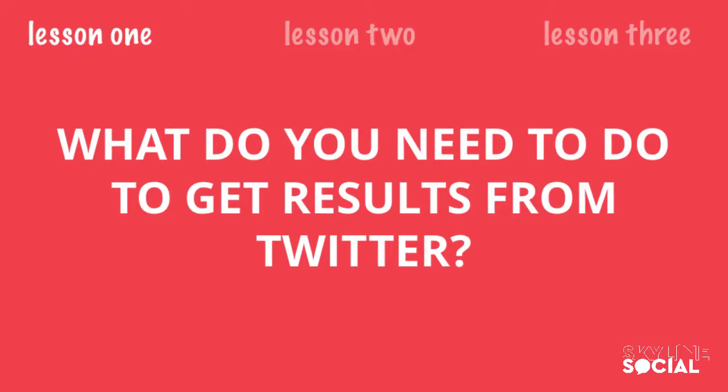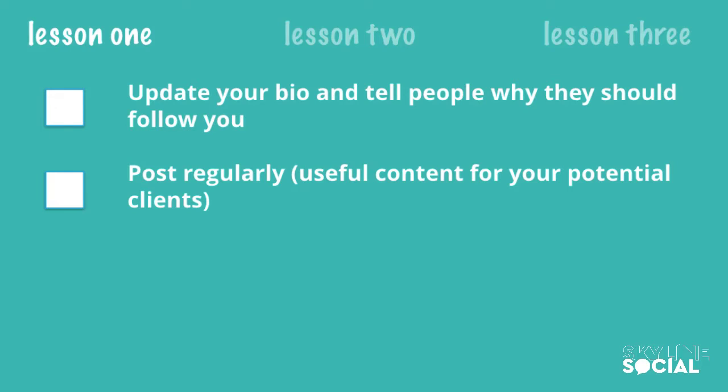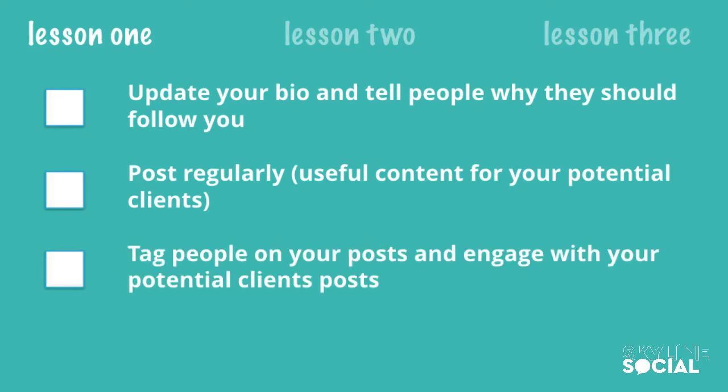So what do you need to do to get results from Twitter? Okay, so to make it as easy as possible for you, I've put together a little checklist. The first thing you need to do is update your Twitter bio and tell people why they should follow you. The second thing you need to do is post regularly. So post useful content for your potential clients. Don't just post things that you are going to be interested in. Post things that your clients and potential clients are going to find interesting. And there's loads of content out there. Even if there isn't loads, if you're in some sort of industry where there's not a lot of content, you can always create your own content as well, which I recommend you do anyway. That's how you can get even better results. The third thing you can do is tag people on your posts and engage with your potential clients' posts.